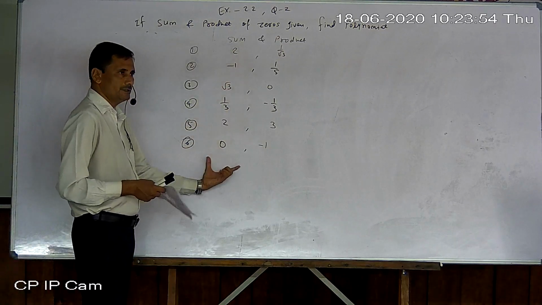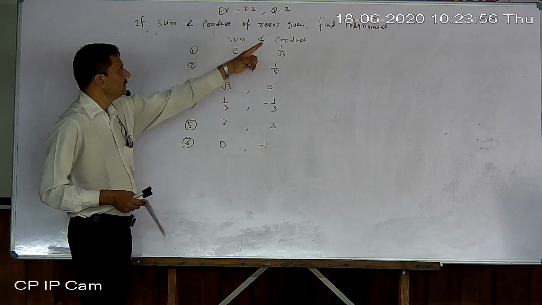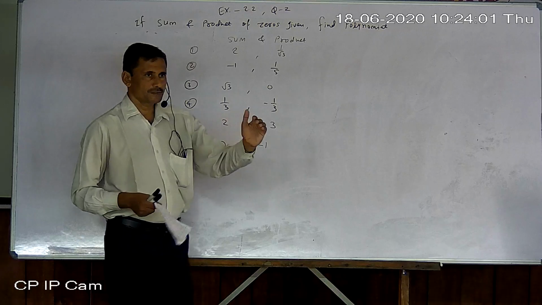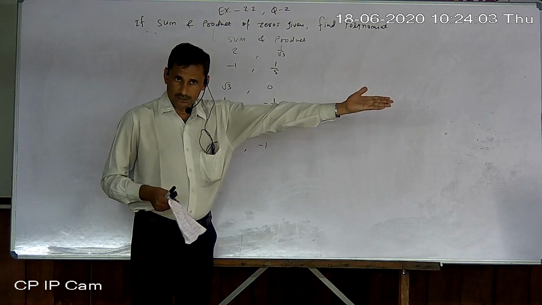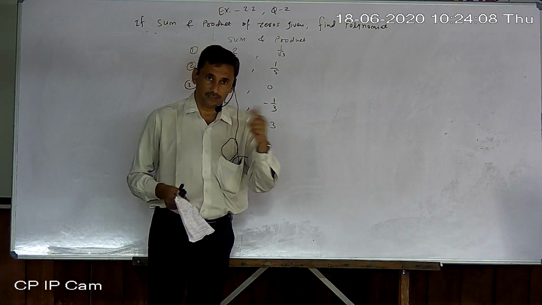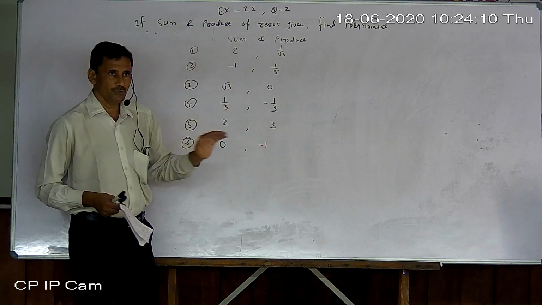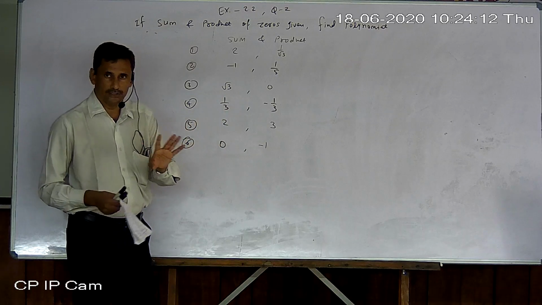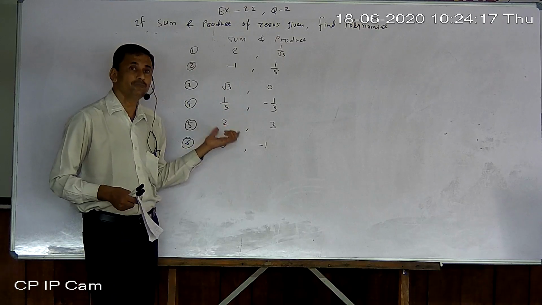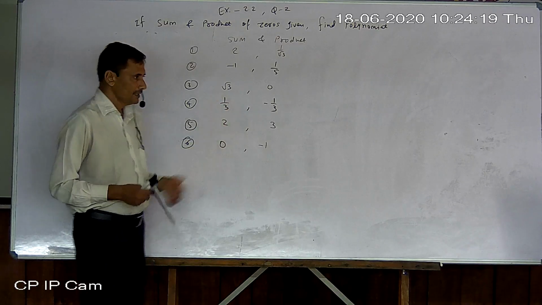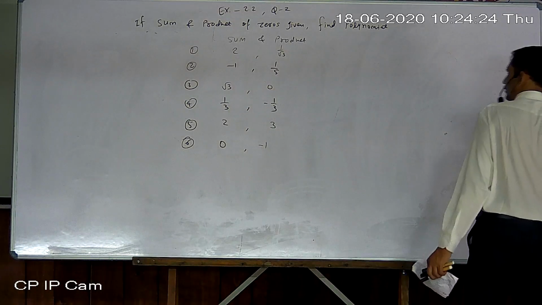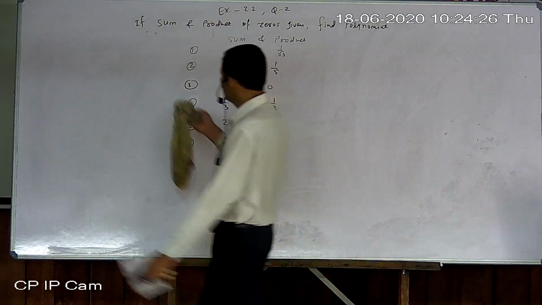Sum and product are given, and you have to find the polynomial. In a polynomial just write p of x, do not write equal to something. If you write equal to 0 or equal to something, then it will become an equation. So only p of x equal to something. Don't try to solve it, and don't compare it with any numerical value. That is a very simple topic. So now we end this here.